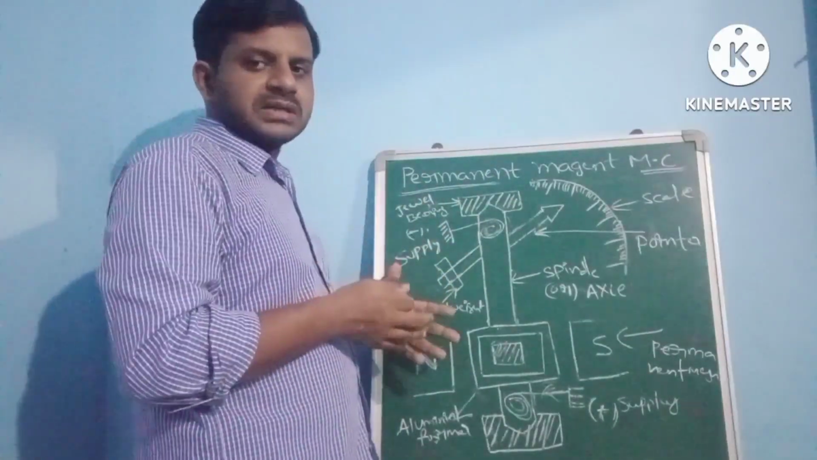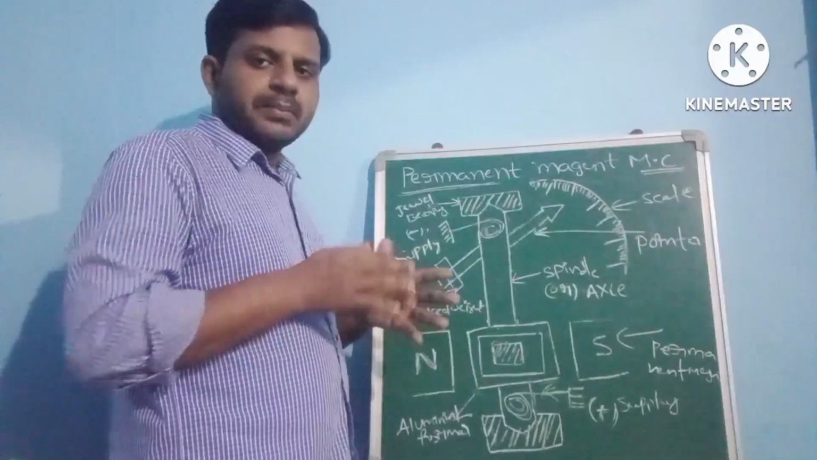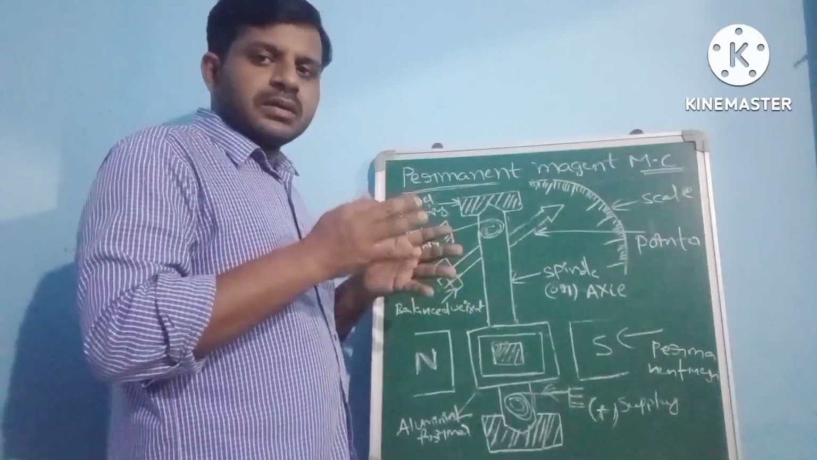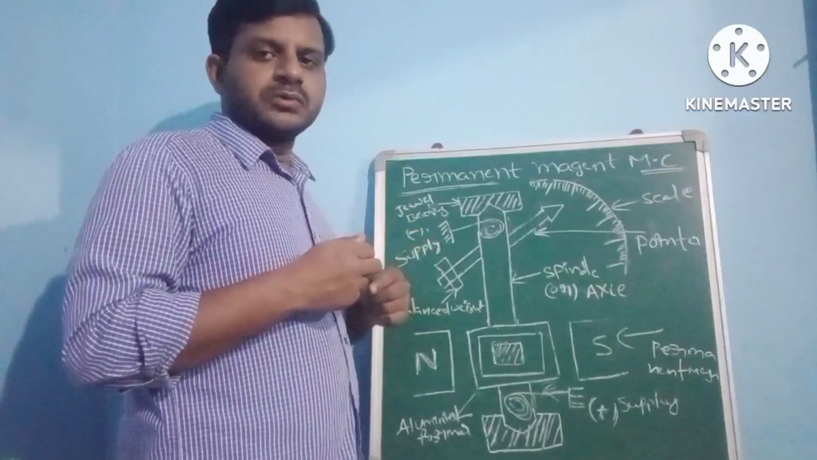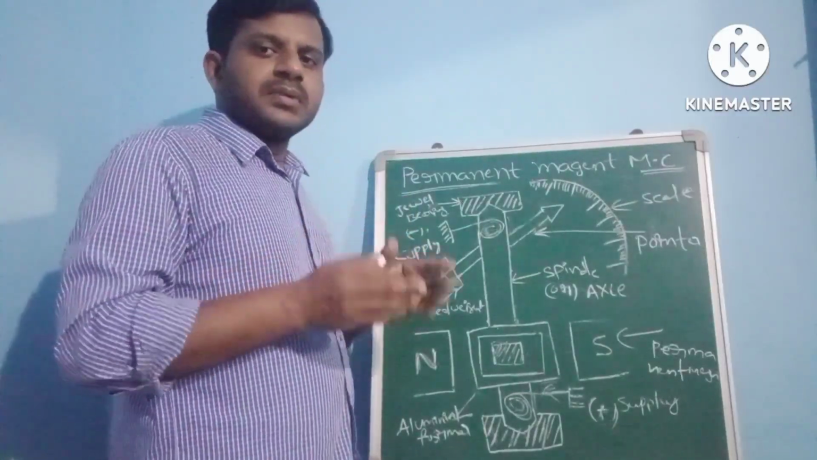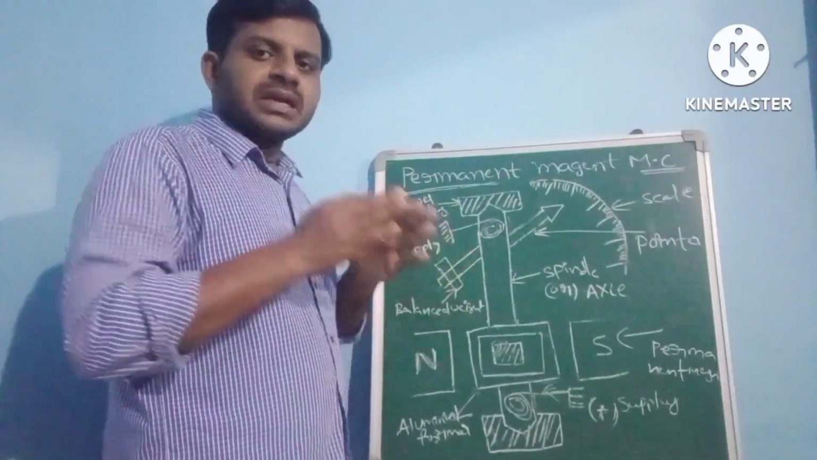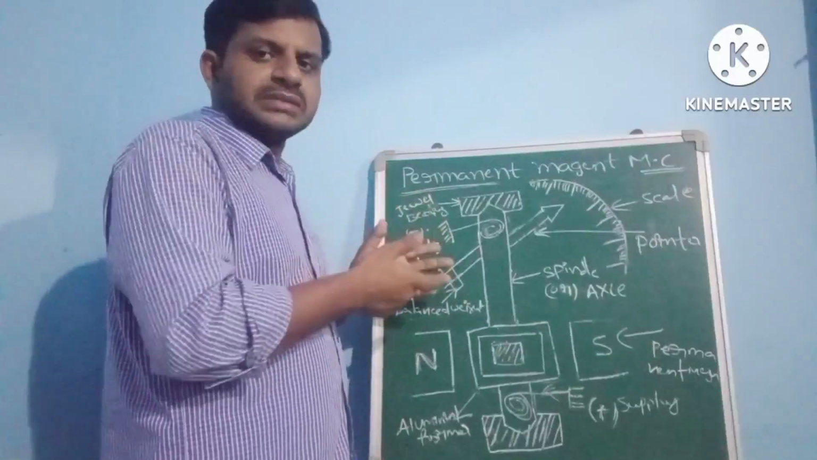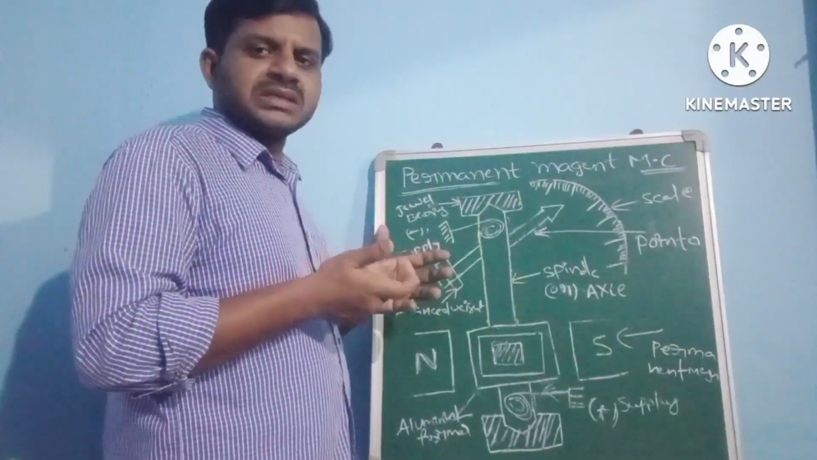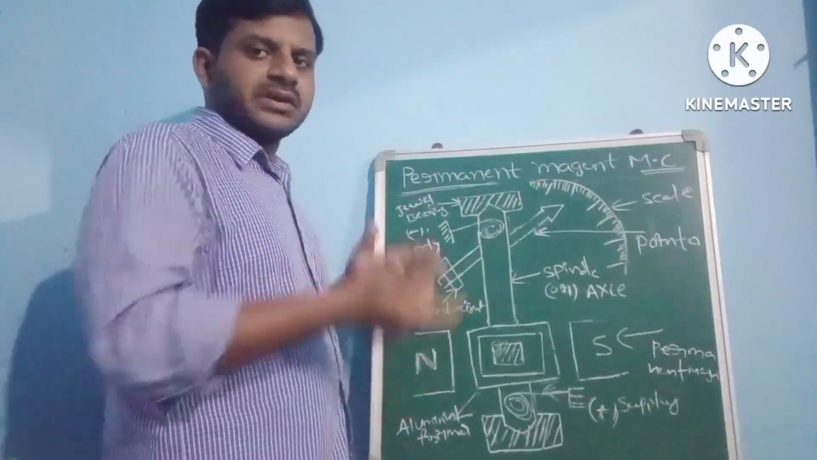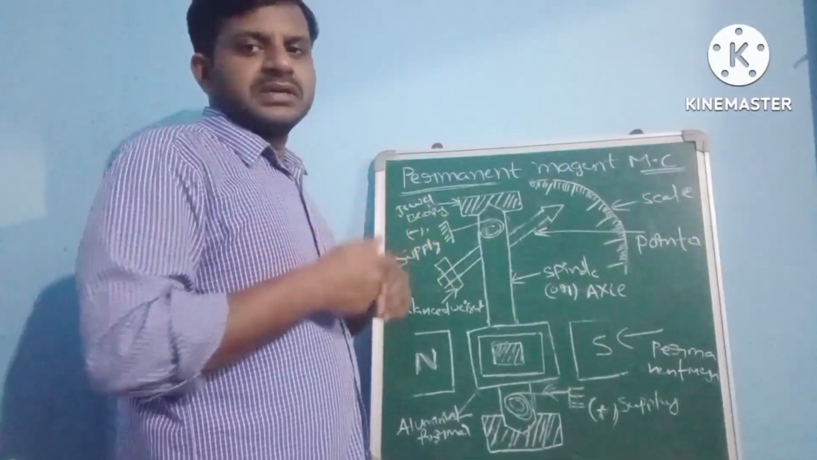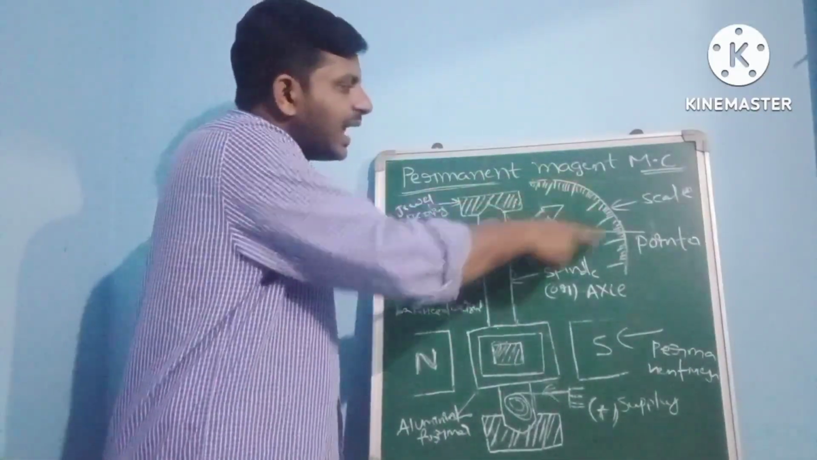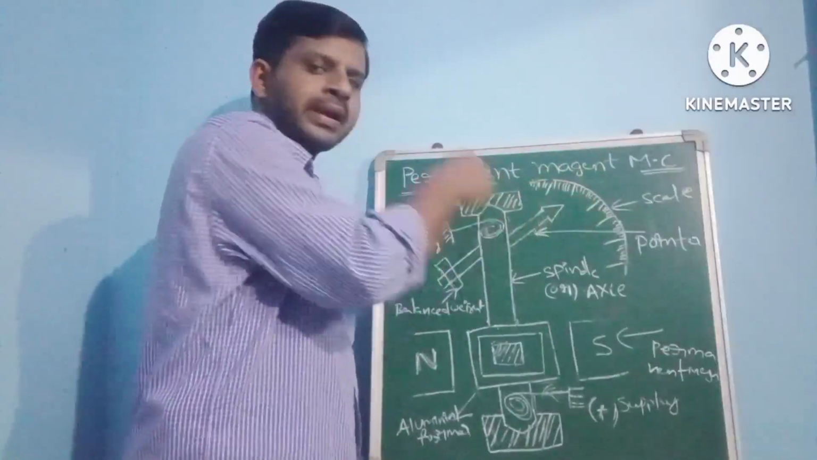Both PMMC and MI instrument mechanisms are used in ammeters, voltmeters as well as wattmeters. The only difference is AC meters versus DC meters. The mechanism is the same, but the power measuring is somewhat different in PMMC and MI instruments. So this is the entire mechanism of the permanent magnet moving coil.